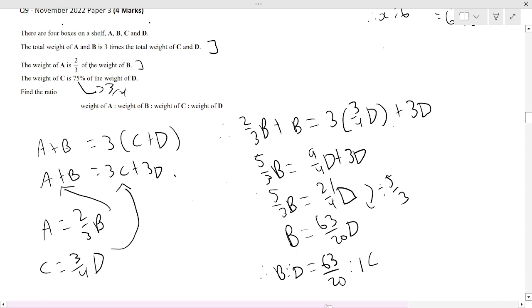So the best way to see it, this is why I love putting it in the form of 1 to something. Say if d is 1, b would be 63 over 20. That is clearly what we've got going on over here. So we've got a ratio b to d. What we want is essentially the ratio a to b to c to d.